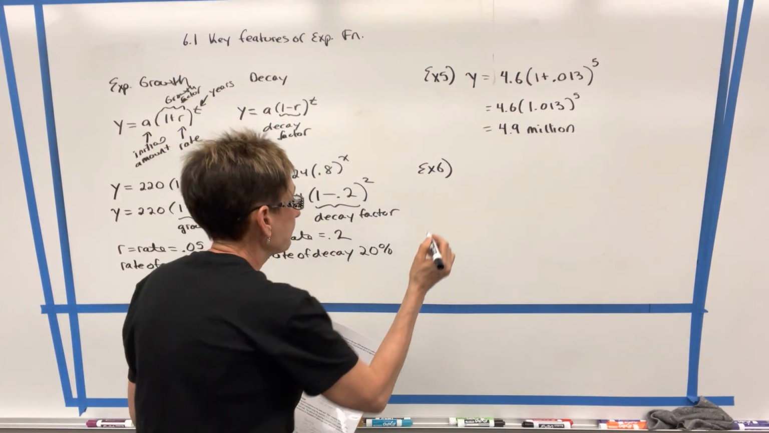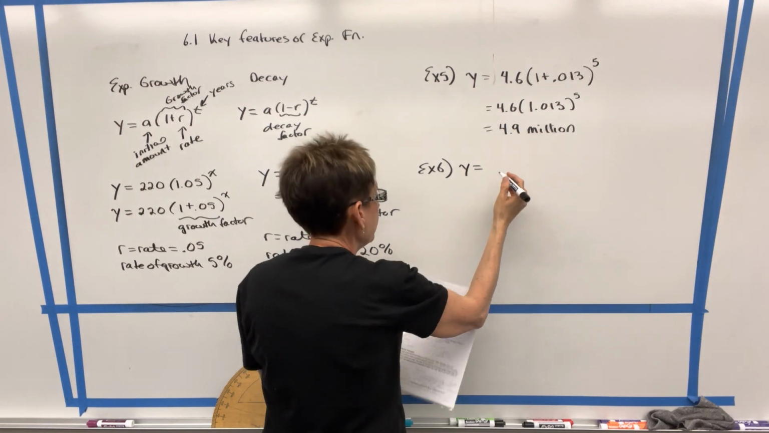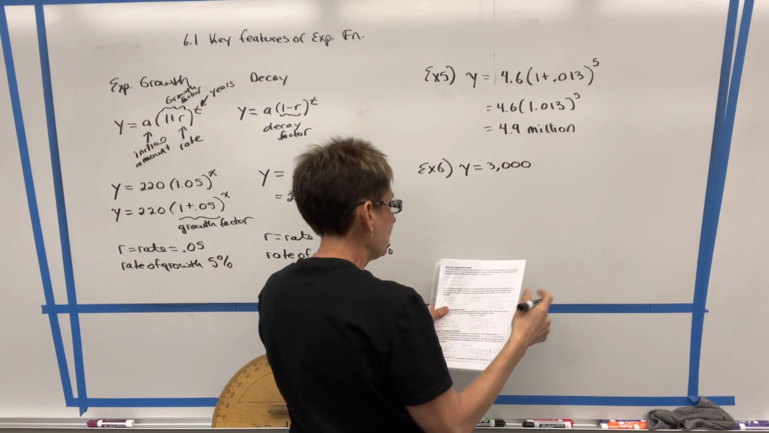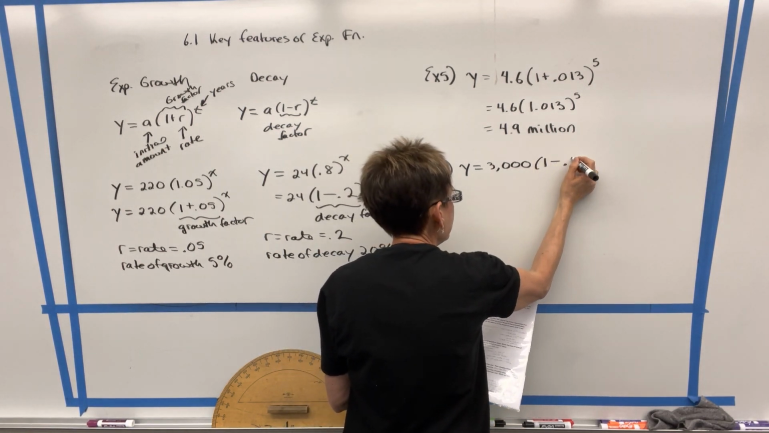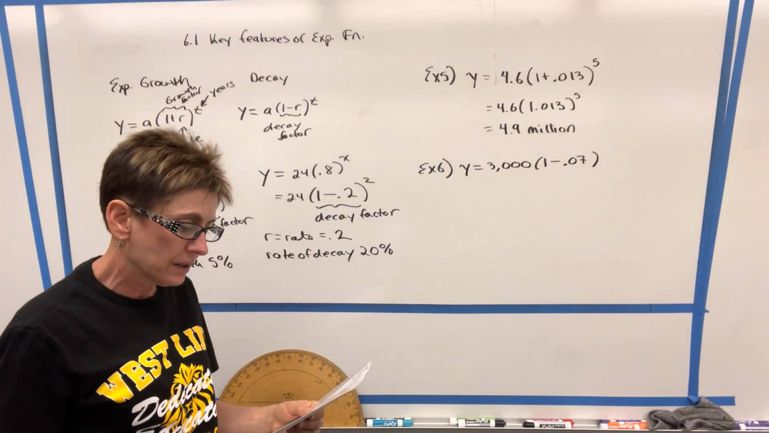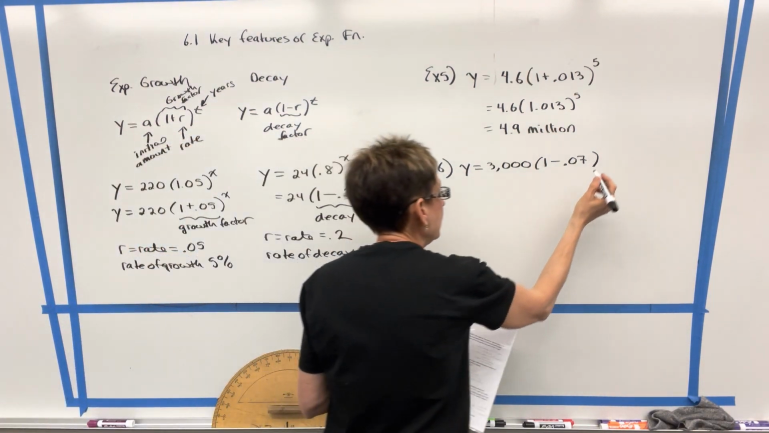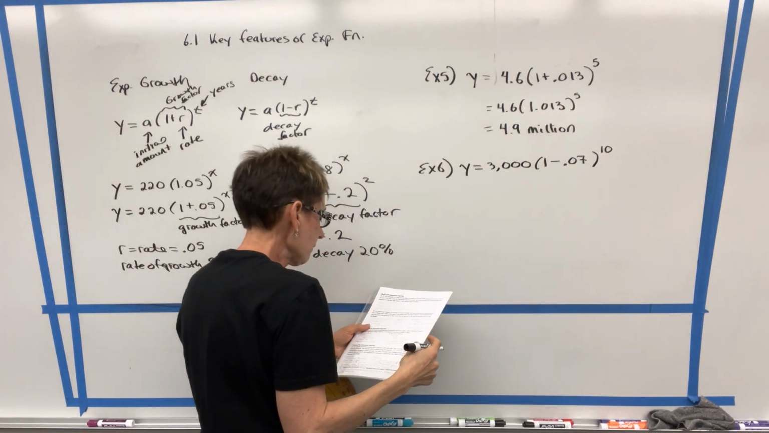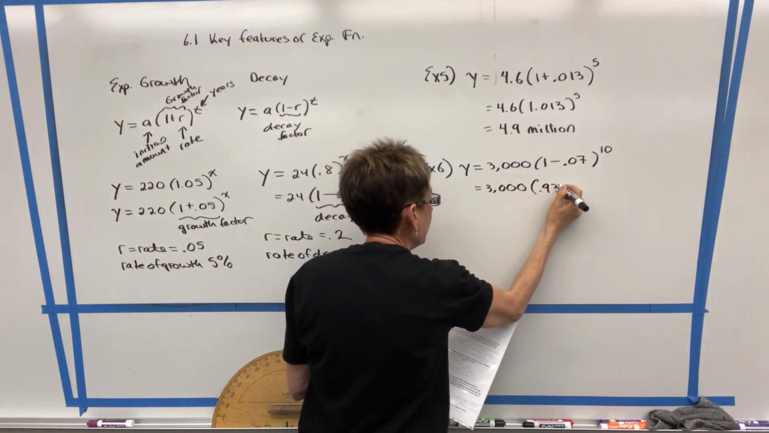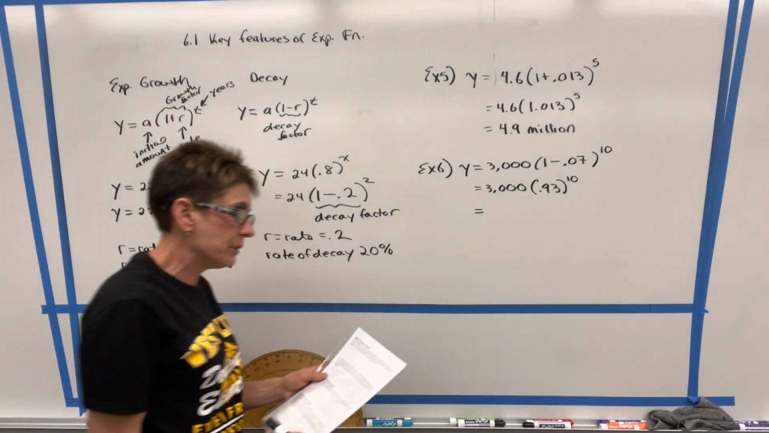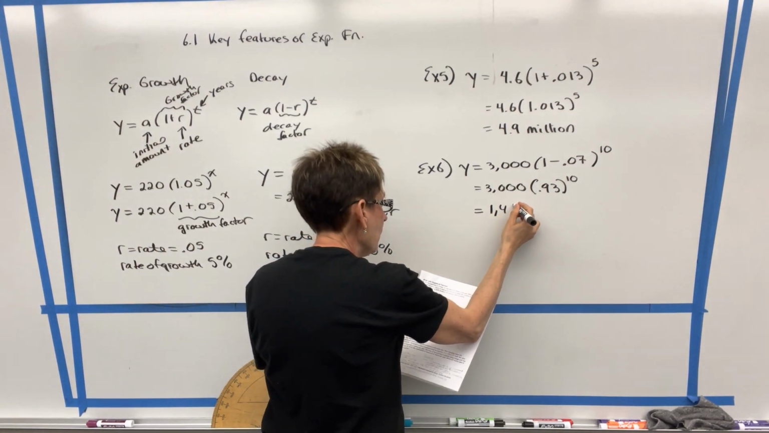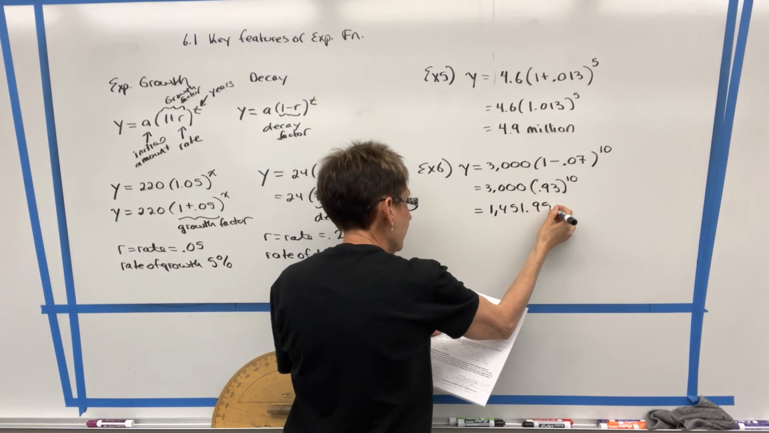Okay, so again, we're putting y equals and then our initial amount, which is 3,000. And then it says it's depreciating at a rate of 7%. So something is depreciating, that means it's going down in value. So I would subtract the 7%. And then it asks you for the value after 10 years. So I would put a 10 here. Then I simplify what I have in my parentheses as 0.93. And then following PEMDAS, I would do my exponents first and multiply. And I get that the printer is about $1,451.95.